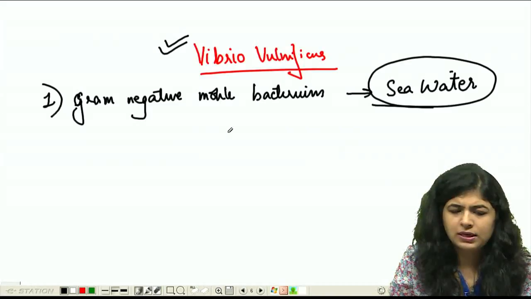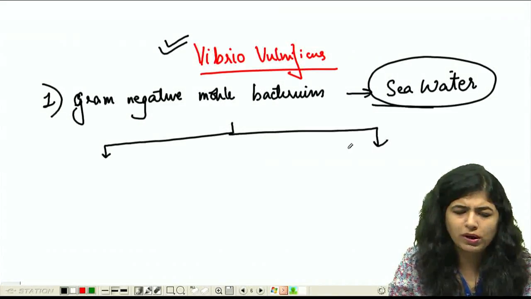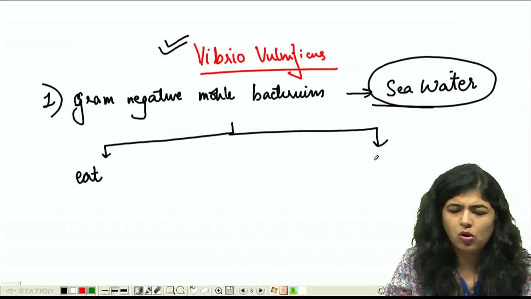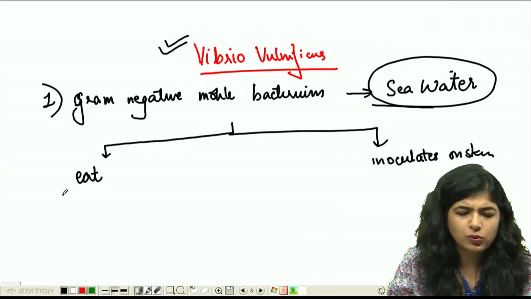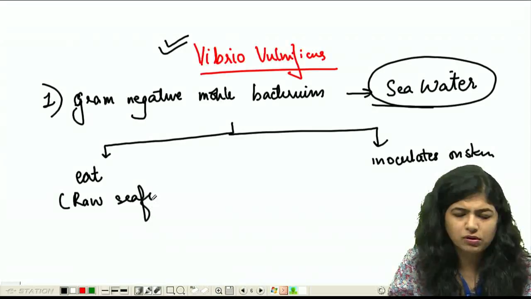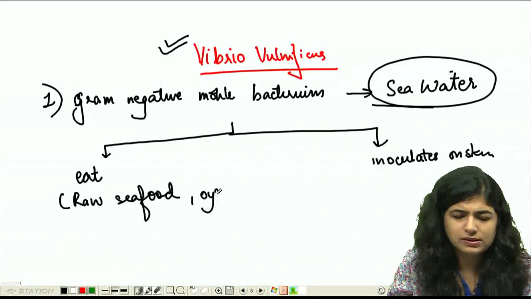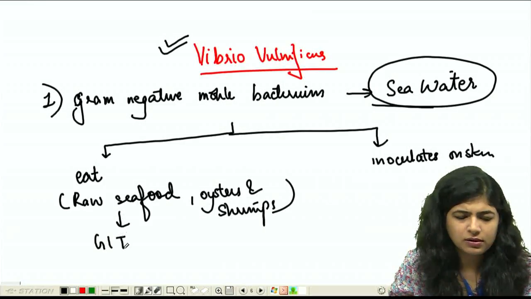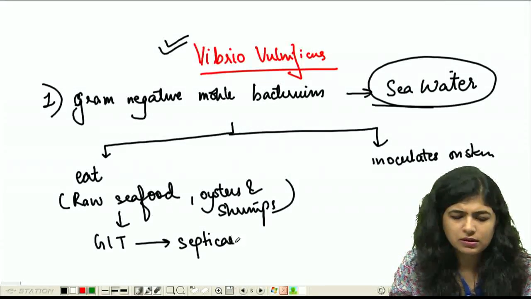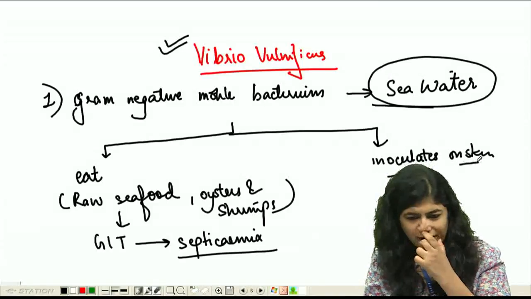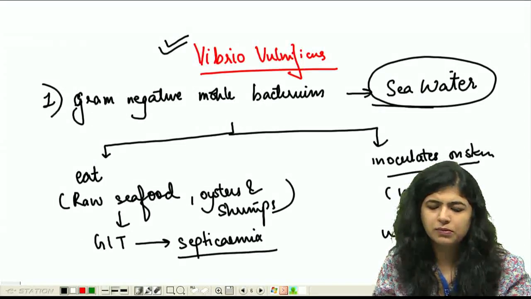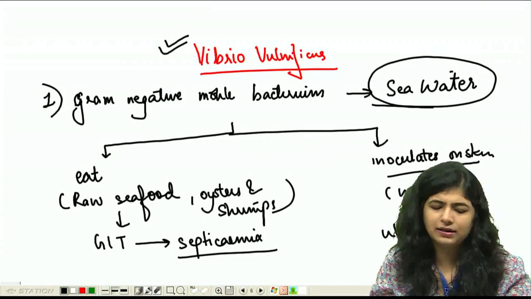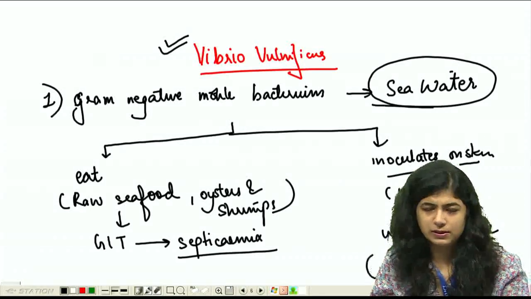Now, how does it cause an infection? It can cause an infection through two ways. One, you eat it, or it inoculates onto your skin. Now, how do you eat it? You eat it when you have raw seafood, most commonly oysters and shrimps. These raw seafood you eat, it will go into your GIT, go into your blood, cause septicemia. If it inoculates onto your skin through a wound, you have a wound, you go into seawater, what will it do? It will form an ulcer with bullae and intense necrosis in your skin.